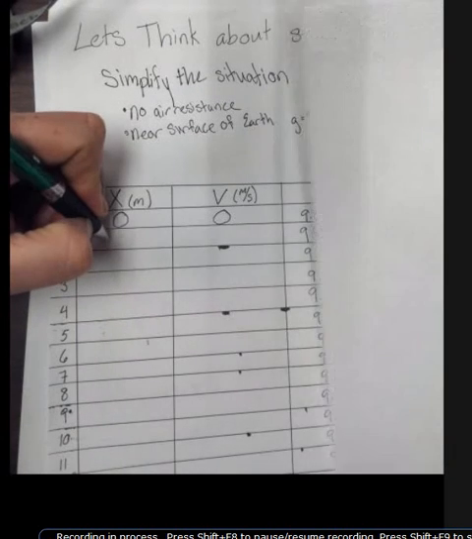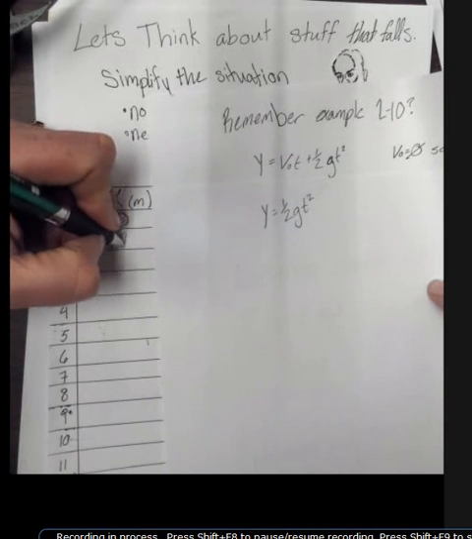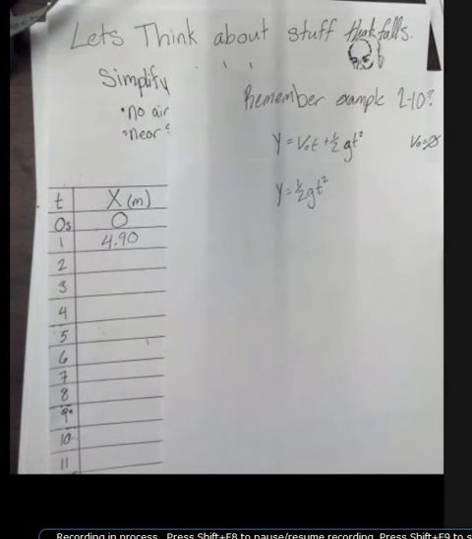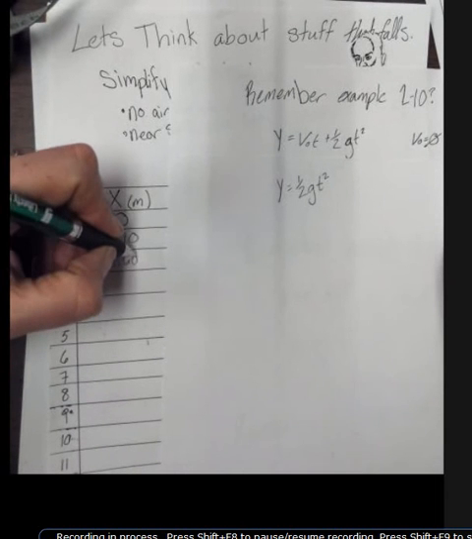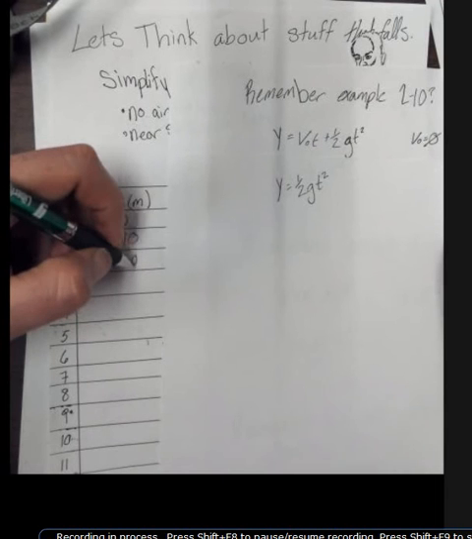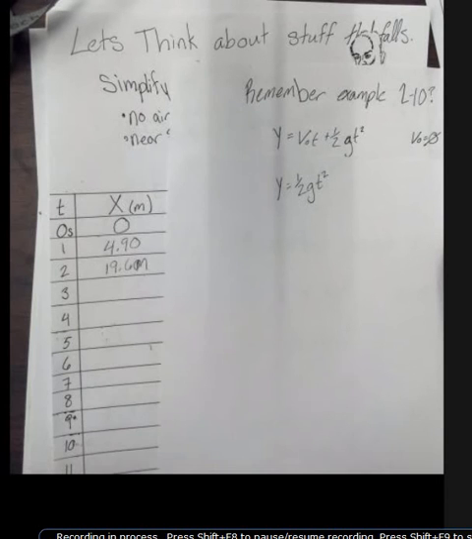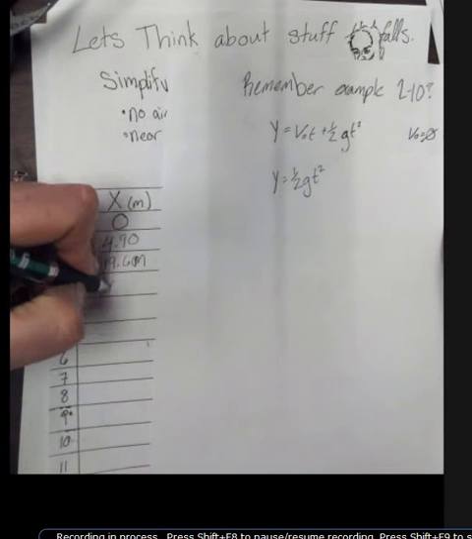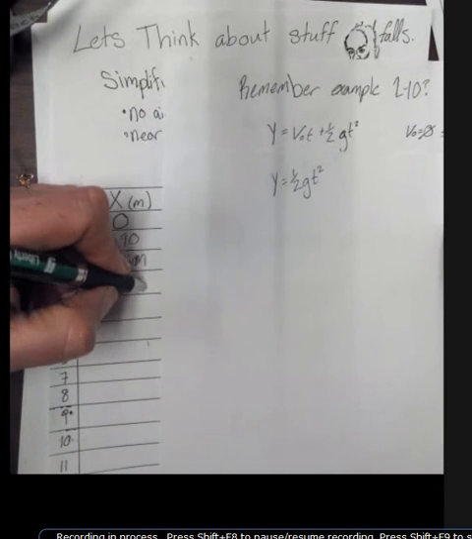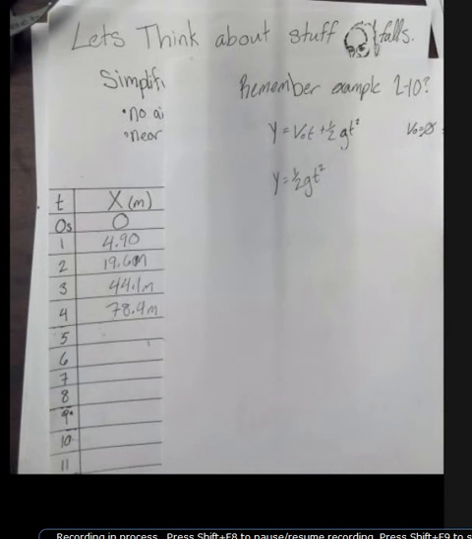1/2 times 9.80 times 1 squared is going to be 4.90 meters. And then we're going to get 19.6 meters. We'll do this to 1 decimal place, to the tenth place. And then after 19.6, we get 44.1 meters, and then 78.4 meters. And the rest is up to you to fill out. Remember, all the way to 30 seconds.